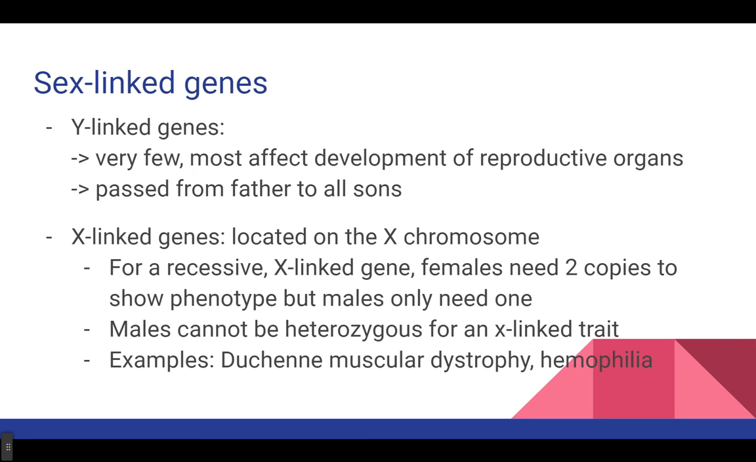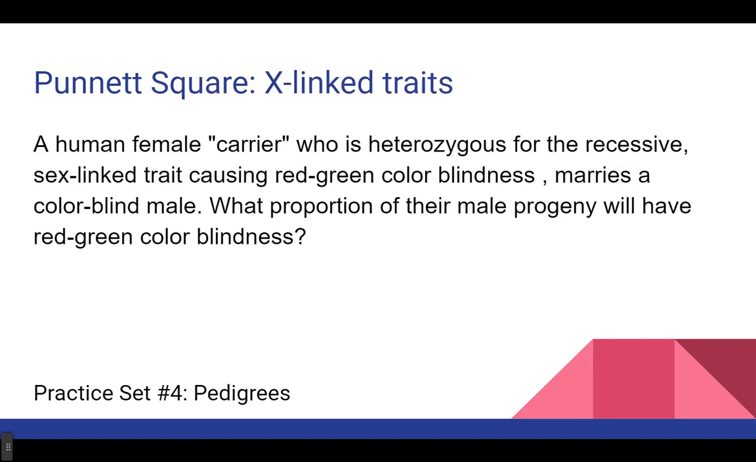There are quite a few traits that are like this. Duchenne muscular dystrophy and hemophilia are both X-linked recessive disorders that tend to be more common in males than females for this reason, because males only need 1 copy and females need 2 in order to show that disease.